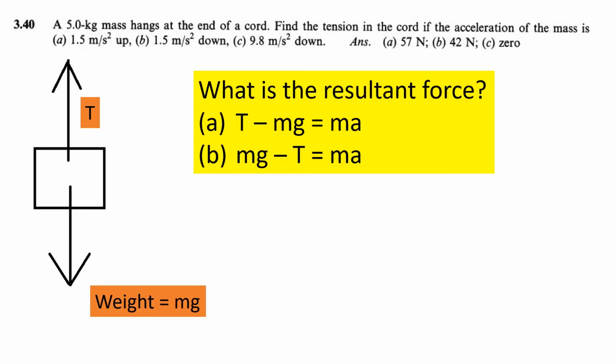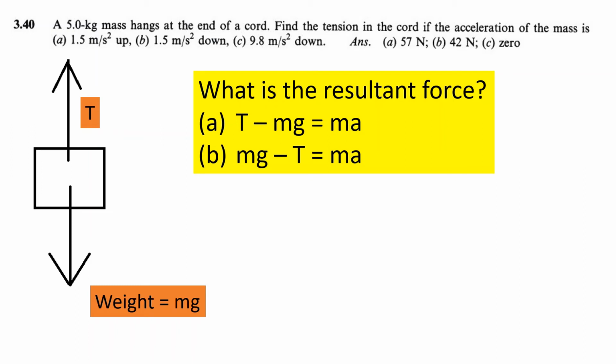Okay, and then for this question, 3.40, a 5.0 kilogram mass hangs at the end of a cord. Find the tension in the cord if the acceleration of the mass is 1.5 meters per second squared up, 1.5 meters per second squared down, 9.8 meters per second squared down.